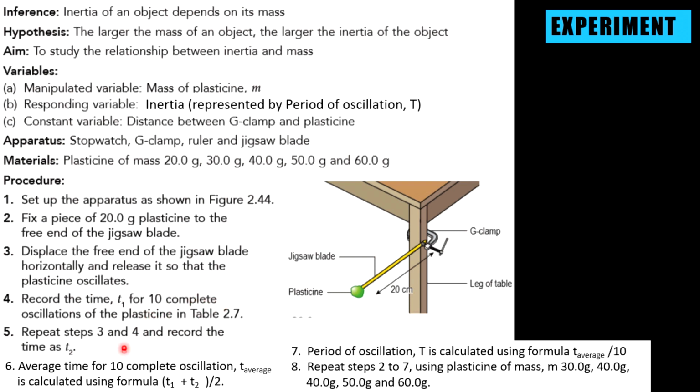So we normally take two readings. Then the average time for 10 complete oscillations, T average, is calculated using the formula (T1 + T2) divided by 2. So from here, you can calculate the period of oscillation, capital T, using the formula T average divided by 10. Then the step above is repeated with another 4 masses. You need to write that the masses are 30 g, 40 g, 50 g, and 60 g.